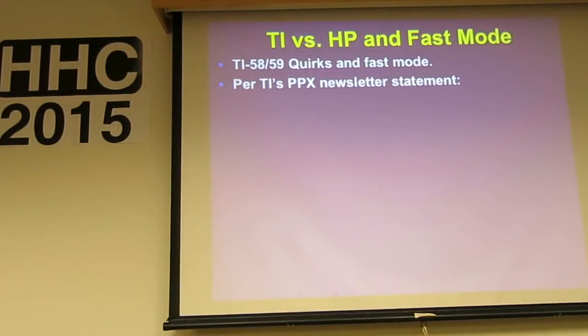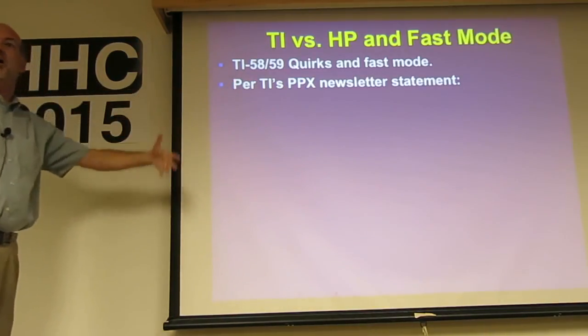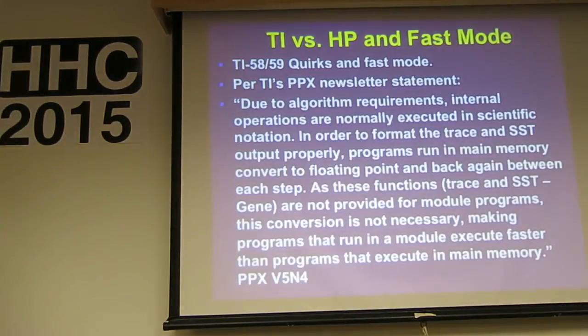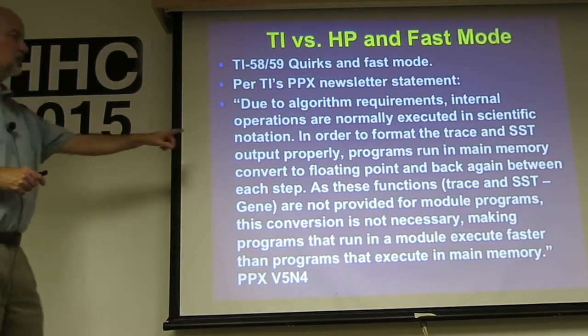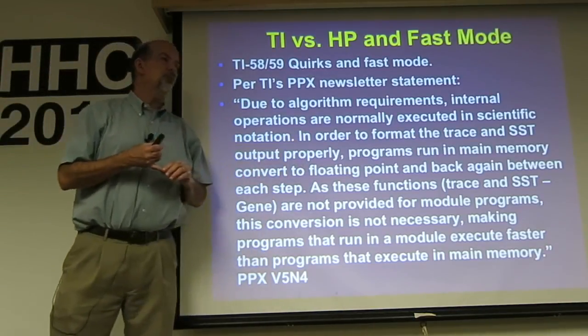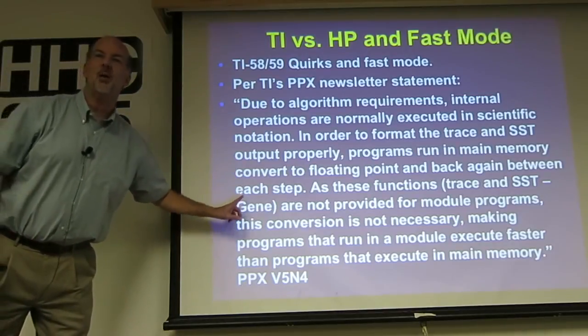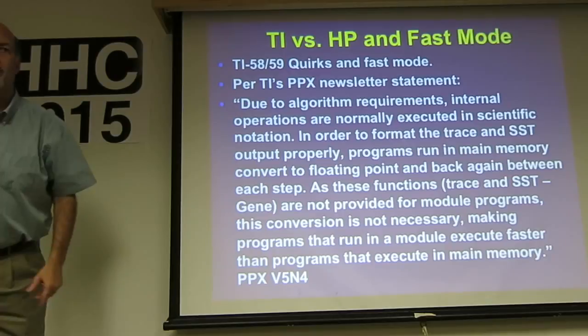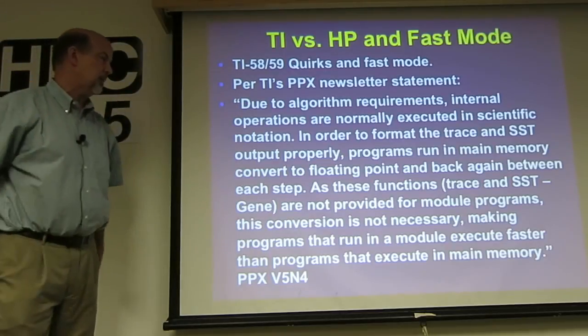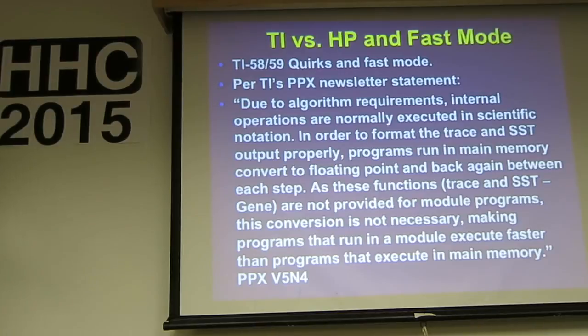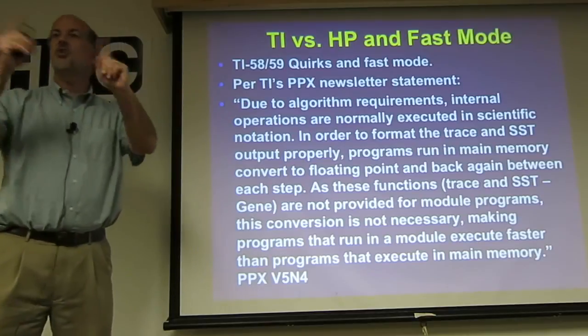Fast mode. This is TI's statement in their PPX exchange when they first acknowledged that this fast mode on the 58/59 existed. Due to algorithm requirements, internal operations are normally executed in scientific notation. In order to format the results for the trace and single-step output properly, programs run in main memory convert after every step back to floating point, so that it would show correctly if you're doing trace or single stepping. As those functions, the trace and the single step, did not work when running in a library program in a module, it didn't do the conversion back and forth.